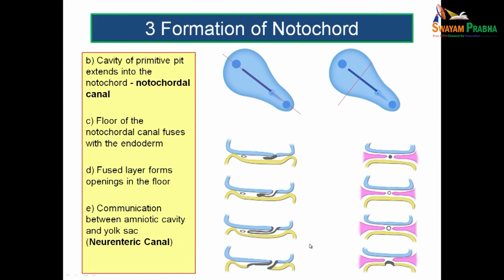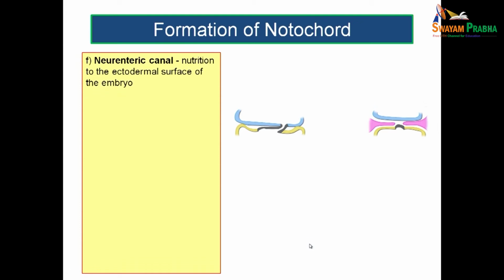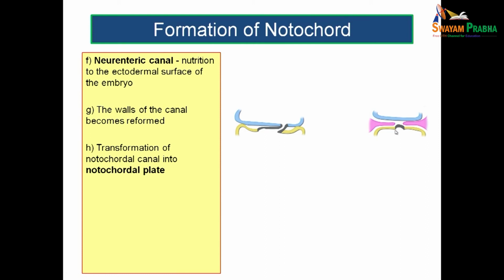Now, once the nourishment is over, what happens? You need to seal off this canal. You need to seal off this neurenteric canal. So now it is time for the canal to close. So the walls of the canal will now be reformed. When you look at this stage, you can see that the walls of the canal are getting reformed, and now you are just getting a plate. The communication is now lost, and you are just getting a plate known as the notochordal plate over the endodermal layer.